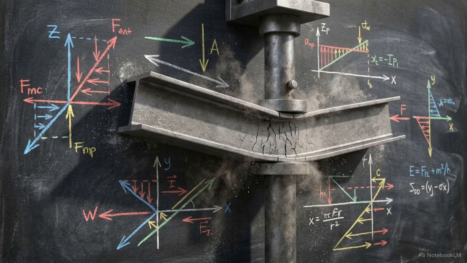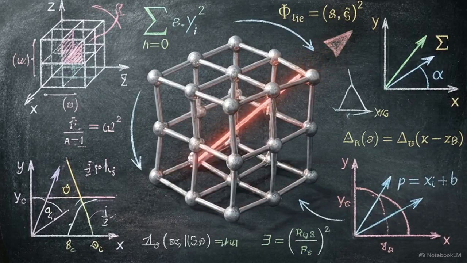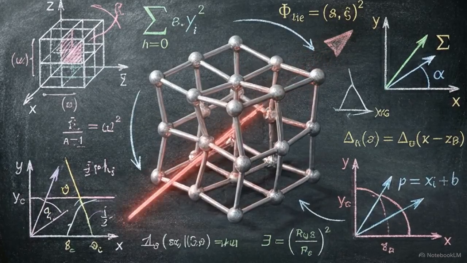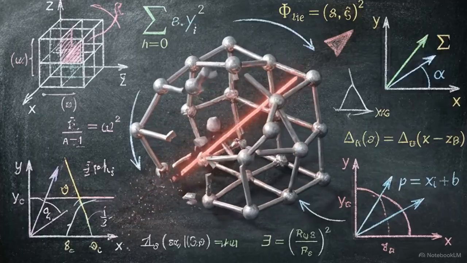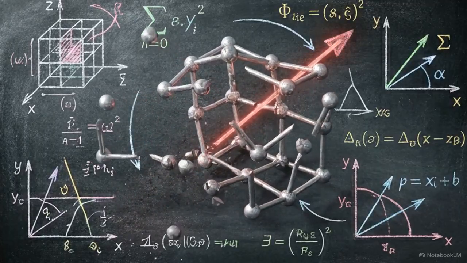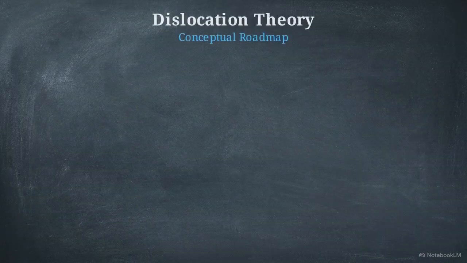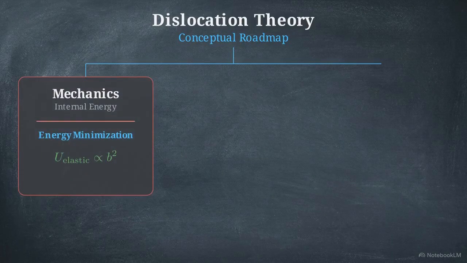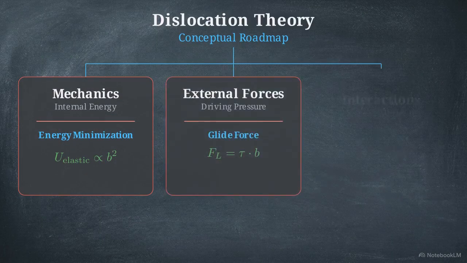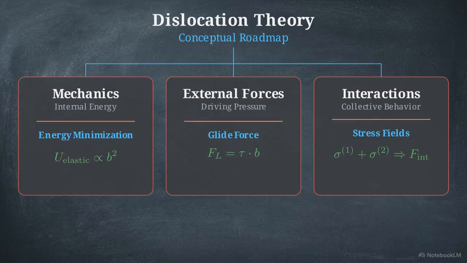Observing a piece of metal deforming under pressure, we witness a mystery of scale. How does a microscopic defect in a crystalline lattice know how to arrange itself to dictate the strength of the entire material? To understand this, we must analyze the mechanics, the external forces, and the complex interactions of dislocations.